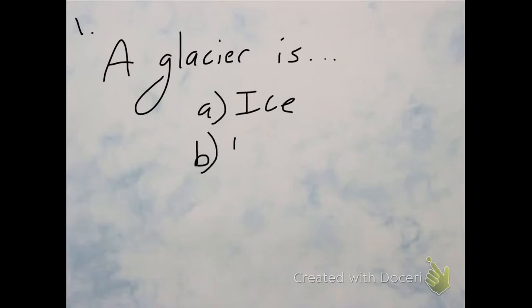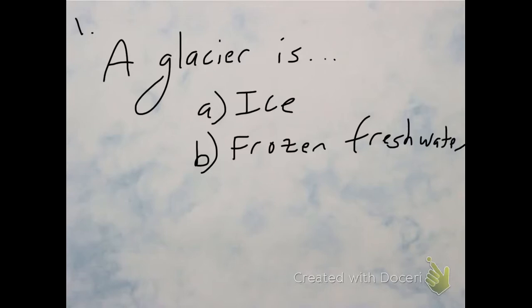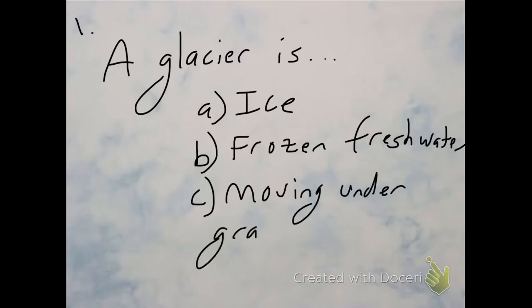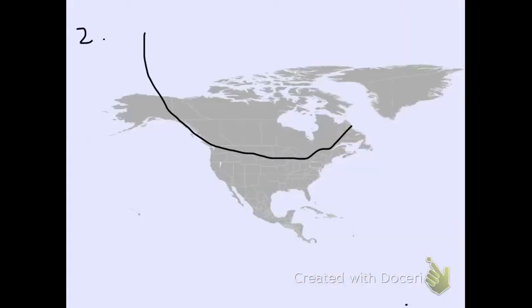Question number 1. A glacier is what? Letter A, is a glacier ice? Letter B, is a glacier frozen fresh water? Letter C, is a glacier moving under the influence of gravity? Or is it all of the above? So the answer is all of the above. A glacier is ice, and it actually is frozen fresh water that moves downhill under the influence of gravity.